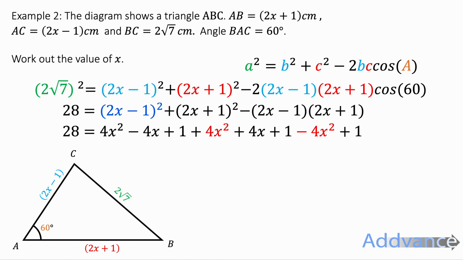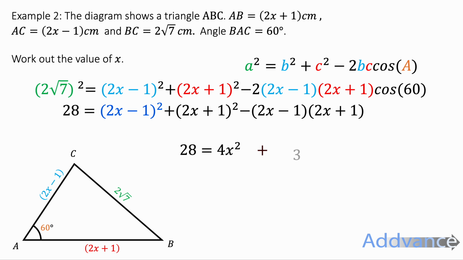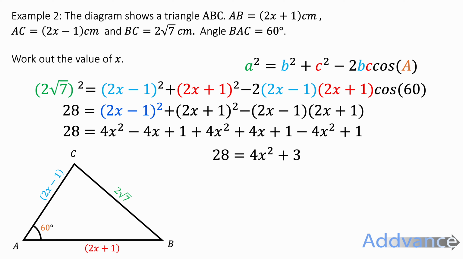So the 4x squared and the minus 4x squared disappear. Now you've got minus 4x plus 4x, they can disappear. And you've got 1 plus 1 plus 1, which is 3. And so all of that simplifies to 28 equals 4x squared plus 3. And we need to just solve that equation now.